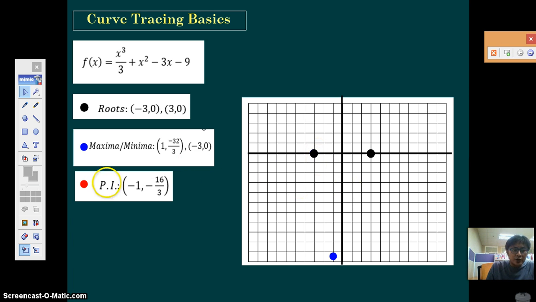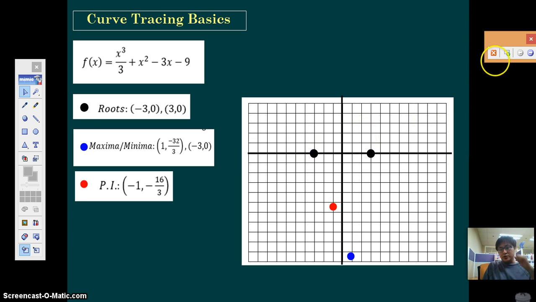It's also a root. Now the point of inflection, (-1, -16/3). I'm sorry, (1, -32/3) would be on the right side. And then (-1, -16/3): negative 16/3 is negative 5 and 1/3. So 1, 2, 3, 4, 5, somewhere here. So now we have plotted these special points of the graph.